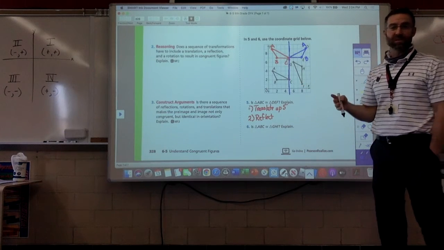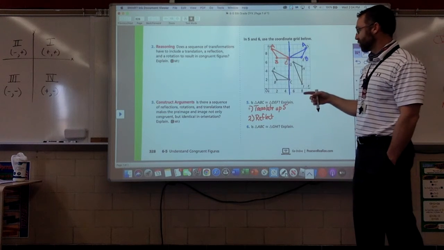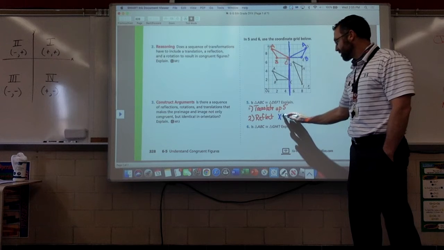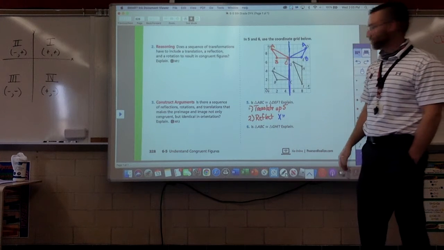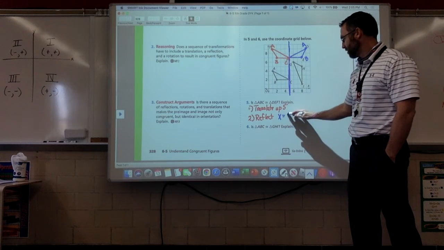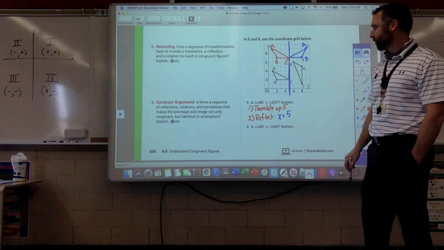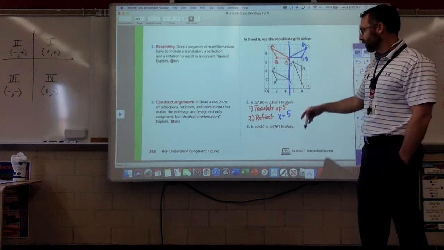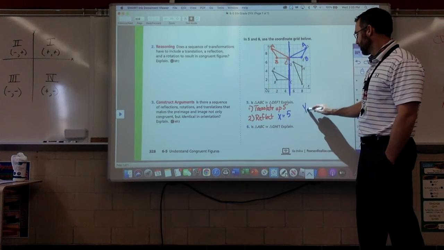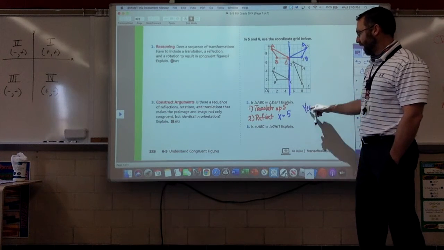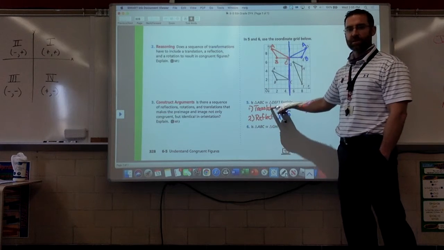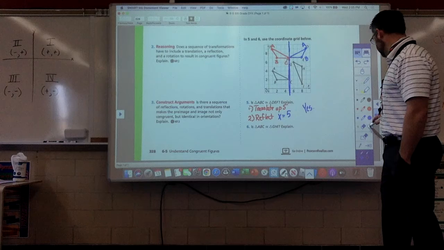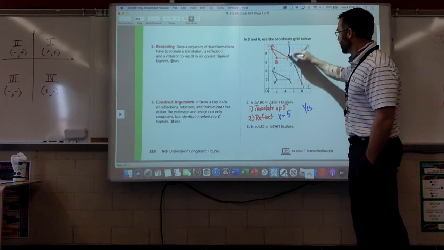It's one of those special case ones. It's not the x-axis or y-axis. It's a line that goes through the x-axis at what number? 5. There it is. So, are those congruent? Yes. Our explanation, there's our sequence. We just proved it.